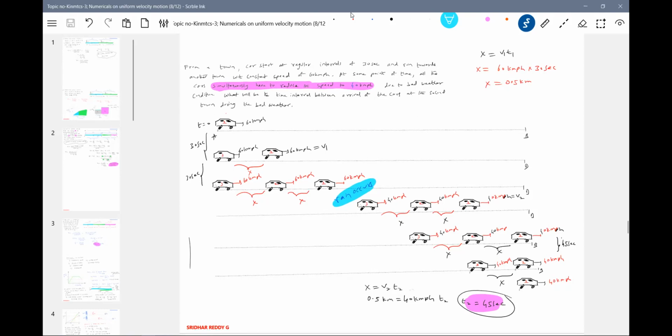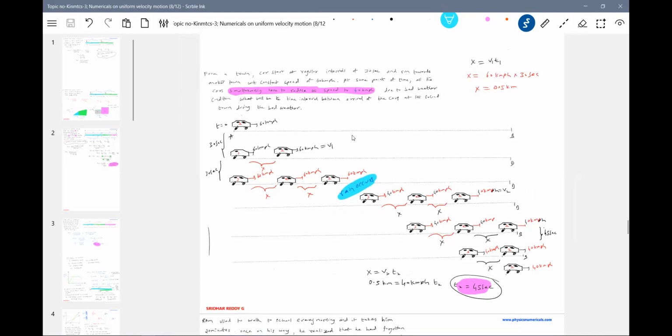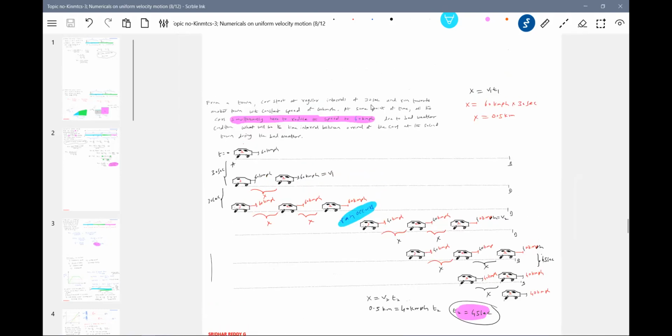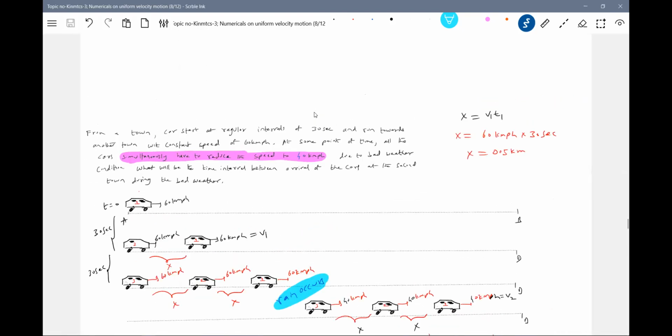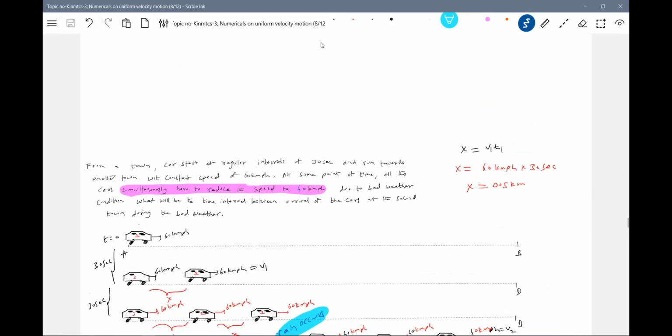Okay, these are some types of numericals I have picked up. A few more are there. Let me cover them in the next class. I think I took a lot of content here. In the next class, we'll discuss a few more problems.